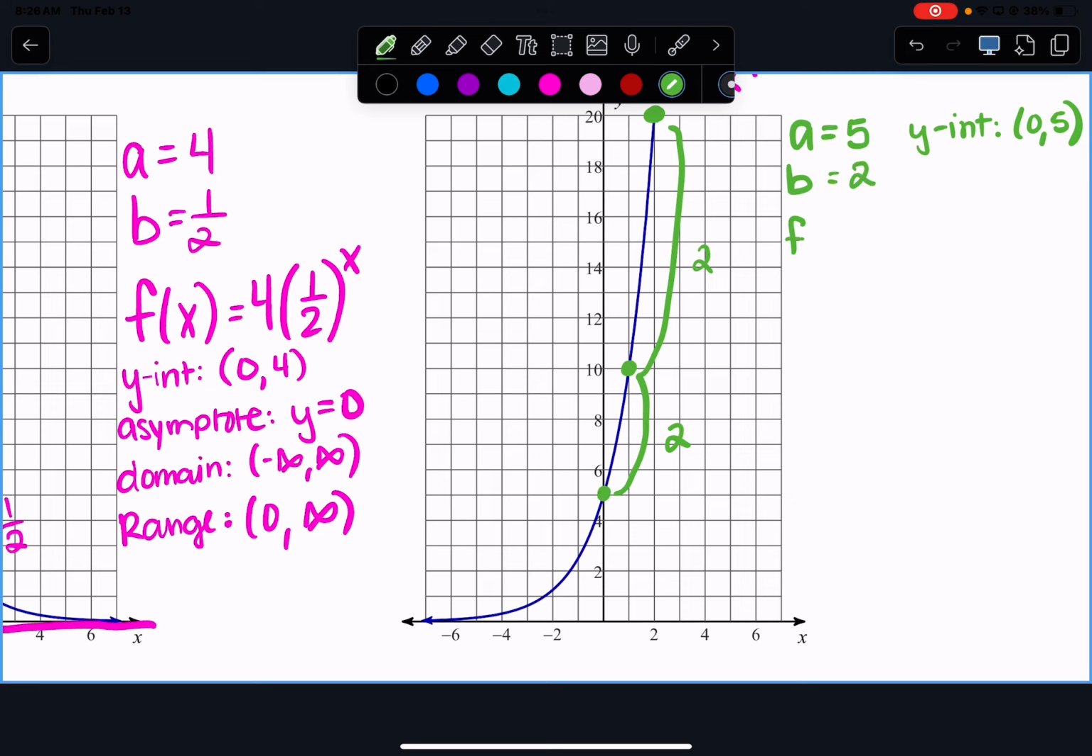So our b is 2. So we can write our function. What would my function be? Perfect. 5 times 2 to the x power. And then asymptote is where? And we have to say y equals 0. And then domain.